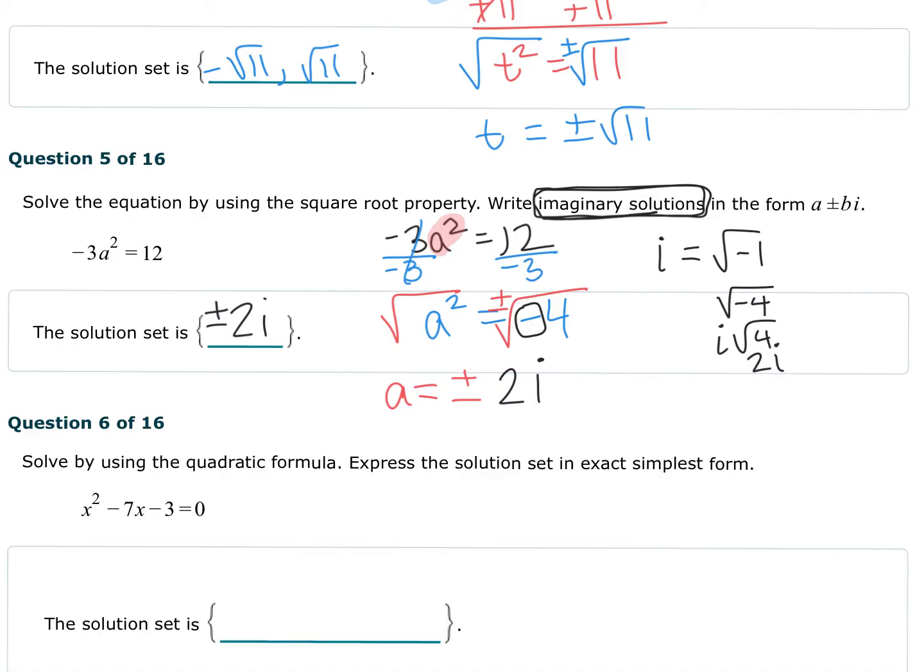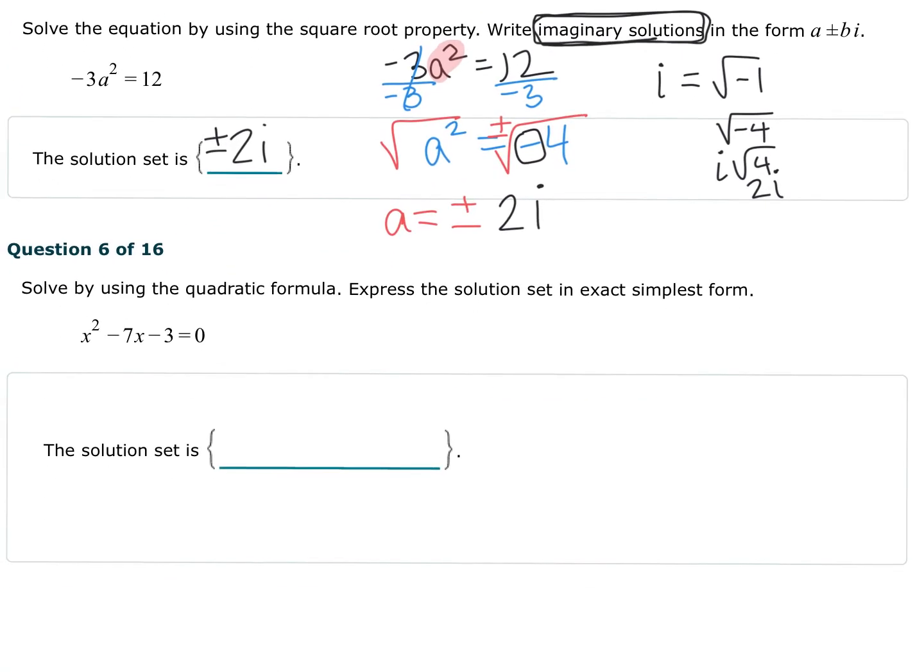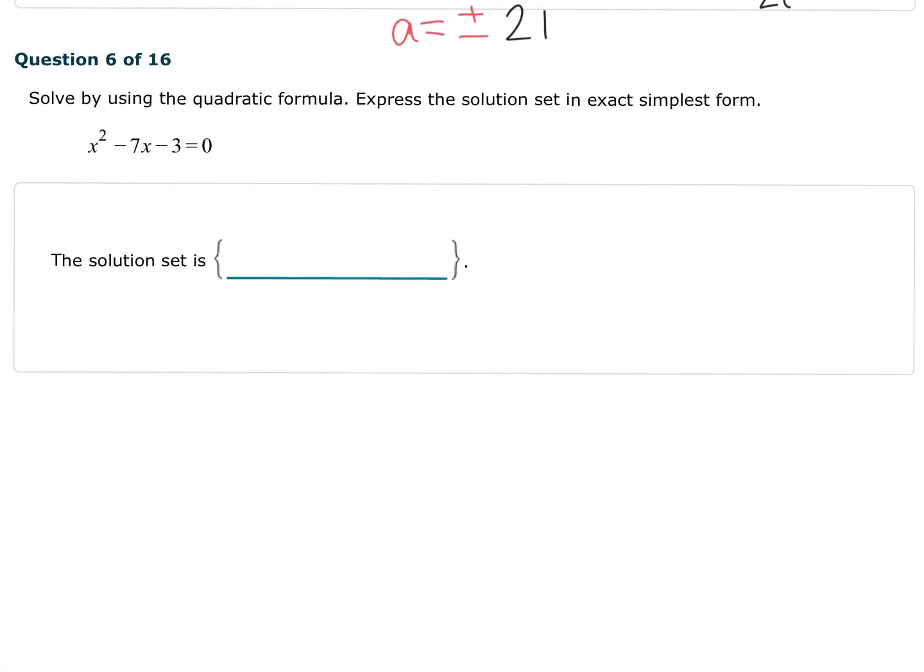All right, number 6, we are going to solve by using the quadratic formula, and we're going to express the solution in the exact simplest form. Okay, so if you recall, the quadratic formula is x equals negative b plus or minus the square root of b squared minus 4ac all over 2a.